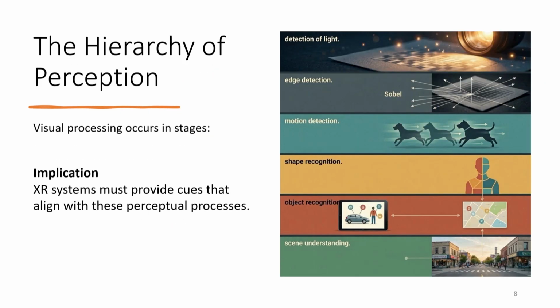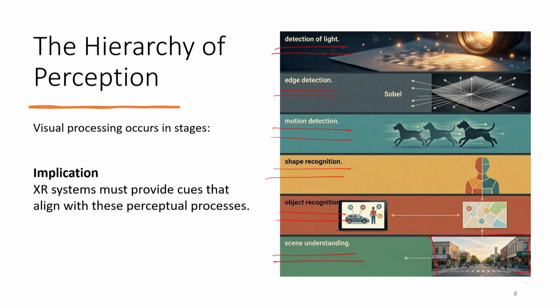We can understand this better by seeing our perception as being part of some hierarchy. For instance, visual processing occurs in different stages. We first detect light, and using the light we may detect the edges of an object, we may detect some motion in objects, we may recognize some shapes in objects, and we may recognize as a result some objects. And by recognizing the objects around us based on their shape, their motion and edges, we will then be able to understand the scene that is being presented to us.